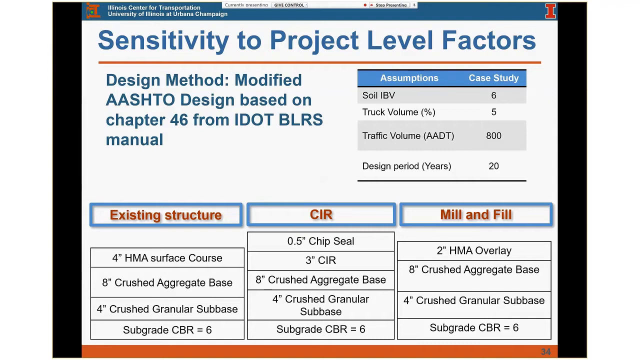In this case, the cold-in-place recycling design included 3-inch cold-in-place recycling and half-an-inch chip seal over the same base layers, and for the mill and fill conventional treatment, we have a 2-inch HMA overlay over this 8-inch crushed aggregate base. So we were comparing these 2 cases using our IPR tool, given the conditions in this slide with a traffic volume of 800 AADT and truck volume of 5%. And we are assuming that these 2 treatments will live 20 years.